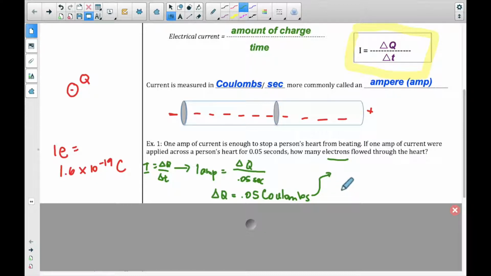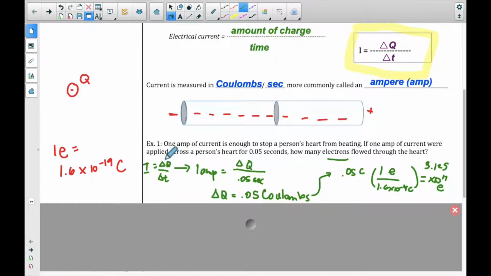If we have 0.05 coulombs, let's do a little bit of dimensional analysis. If we have 0.05 coulombs, and we know that one electron is equal to 1.6 times 10 to the negative 19th coulombs, then the coulombs are going to cancel each other out. We're going to take out our calculator and multiply that together. And we get our answer to be 3.125 times 10 to the 17th electrons.